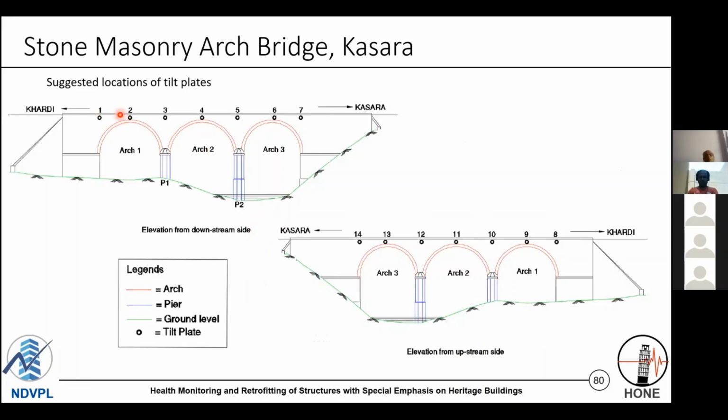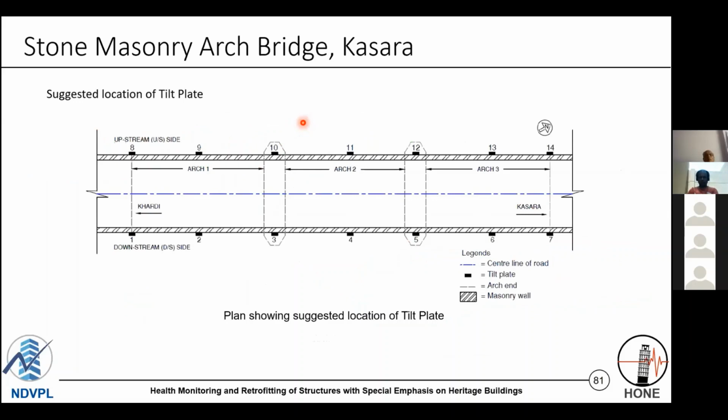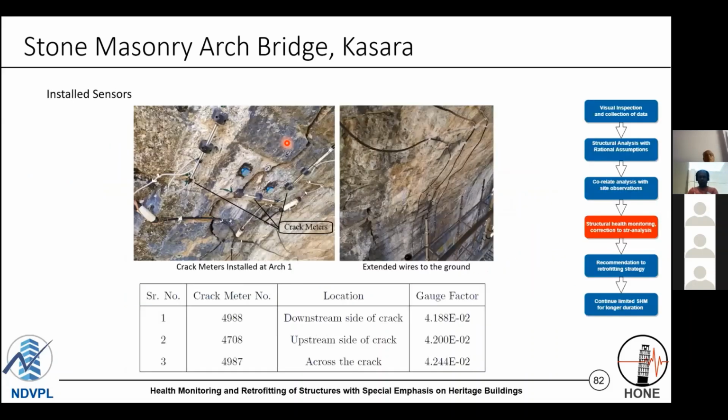This is where we put the tilt plates on both sides of the bridge. This is the plan of the bridge. These are the installation of the crack plates, crack meters, and the wiring. These are the 3 crack meters which we put on a single arch, single crack. I am just showing you sample results.